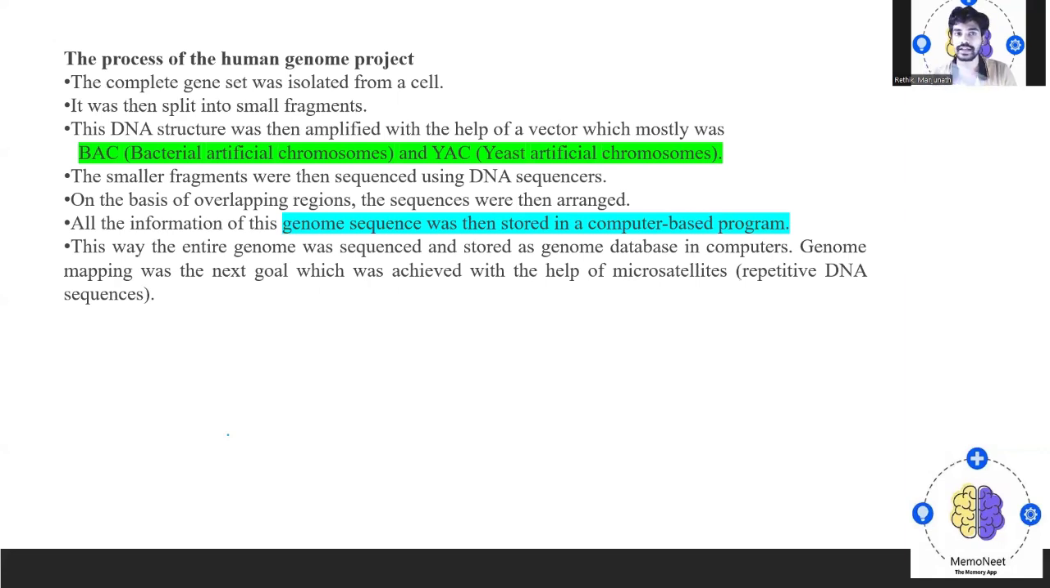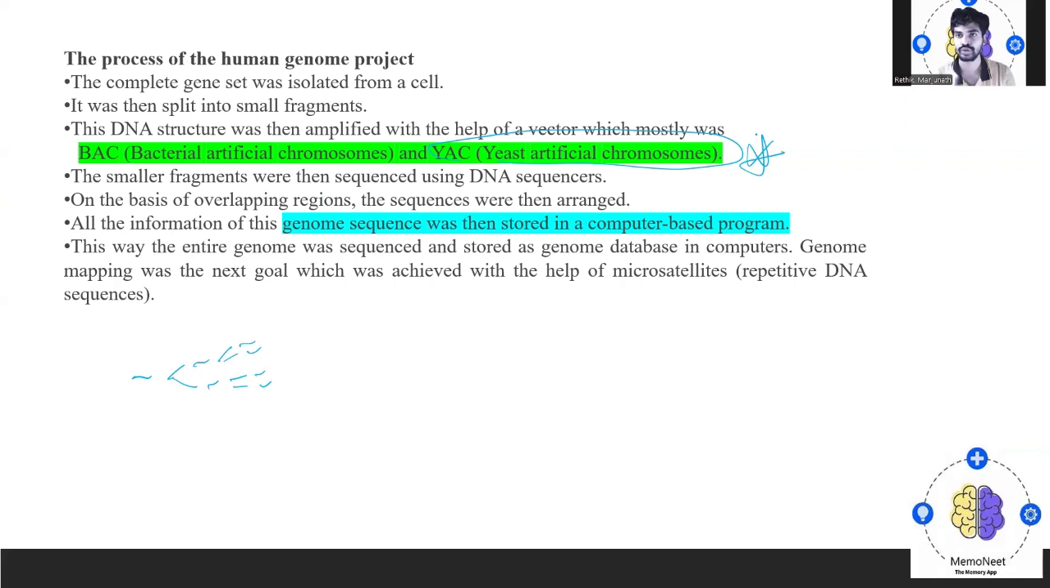So what exactly was the process of the Human Genome Project? First, a complete gene set was isolated from a cell. Then it was split into smaller fragments. Then the DNA was amplified with the help of a vector. Amplification is nothing but if you have one set of DNA, you can amplify it into more sets of DNA. The vectors basically used are BAC, that is bacterial artificial chromosome, and YAC, that is yeast artificial chromosome. These are the vectors majorly used. You need to remember this.